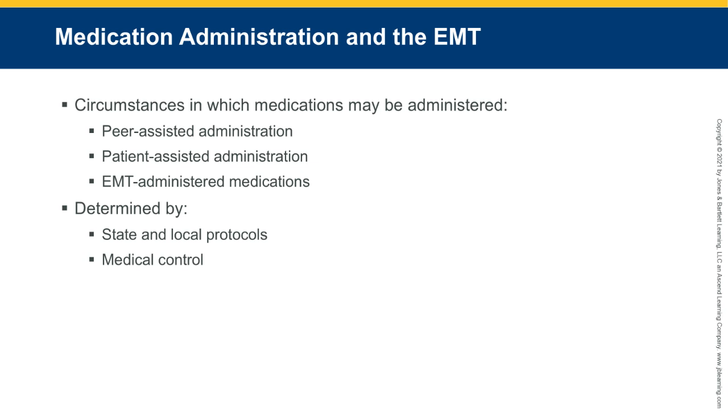EMTs can administer medications in 3 specific ways. Peer-assisted administration is when an EMT administers medication to themselves or a partner in an emergency. Patient-assisted administration occurs when we help a patient take their prescribed medication, such as an inhaler or nitroglycerin.